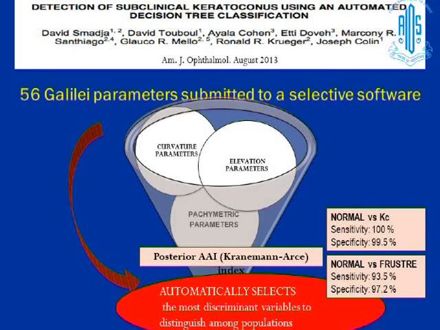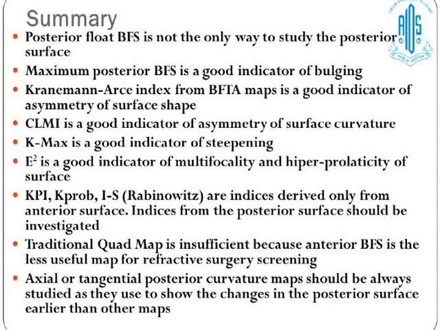So in summary, posterior float BFS is not the only way to study the posterior surface. Maximum posterior BFS is a good indicator of bulging. Ka index, basically the best fit toric sphere maps, is a good indicator of asymmetry and surface changes. CLMI is a good indicator of asymmetry of the surface. K max is again a good index of the steepening. And E2, basically the square eccentricity, is a good indicator for multifocality of the cornea. Now this is very important for the IOL selection, especially in multifocal IOLs or toric multifocal IOLs.